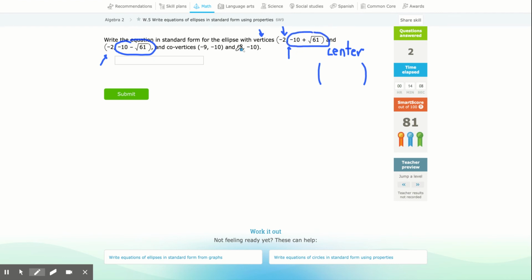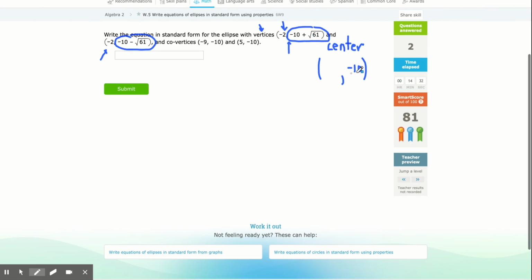Well, if you'll notice, it's negative 10 minus the square root of 61 and negative 10 plus the square root of 61. It's up and down by the square root of 61. So obviously my y value for my center is negative 10. Just find them, add those two together and divide by 2 if you need to do it, and you'll find out that it ends up being negative 10.